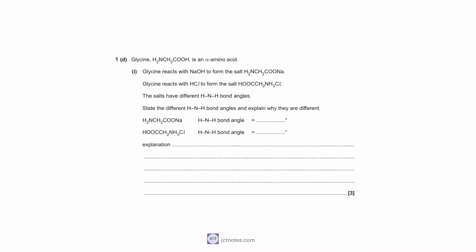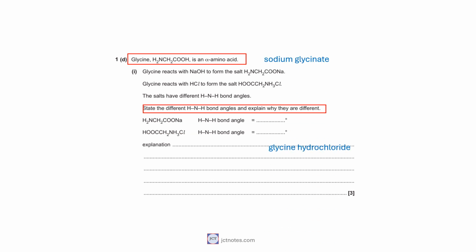Part D of question 1 is about glycine. In the first question, we are asked about the hydrogen-nitrogen-hydrogen angles of 2 salts of glycine, sodium glycinate and glycine hydrochloride, and why the angles are different.